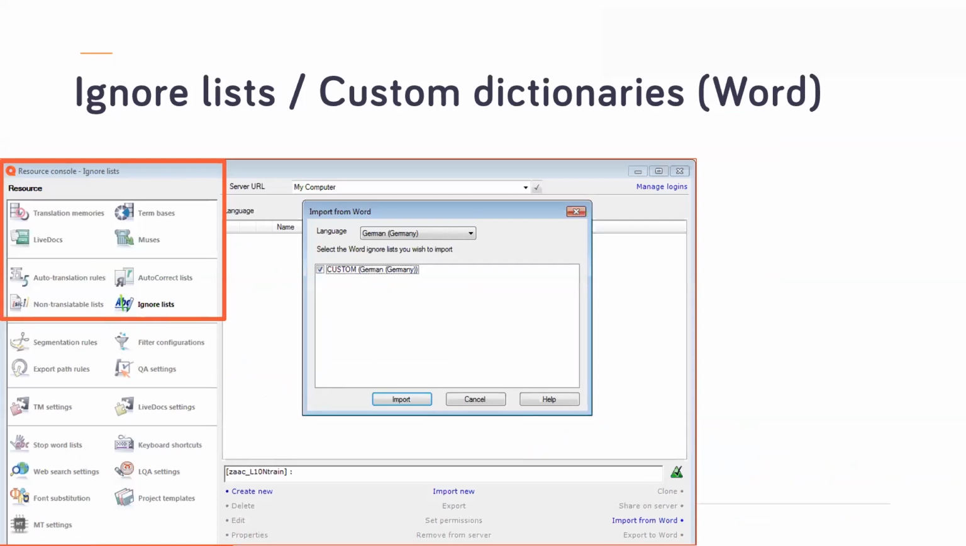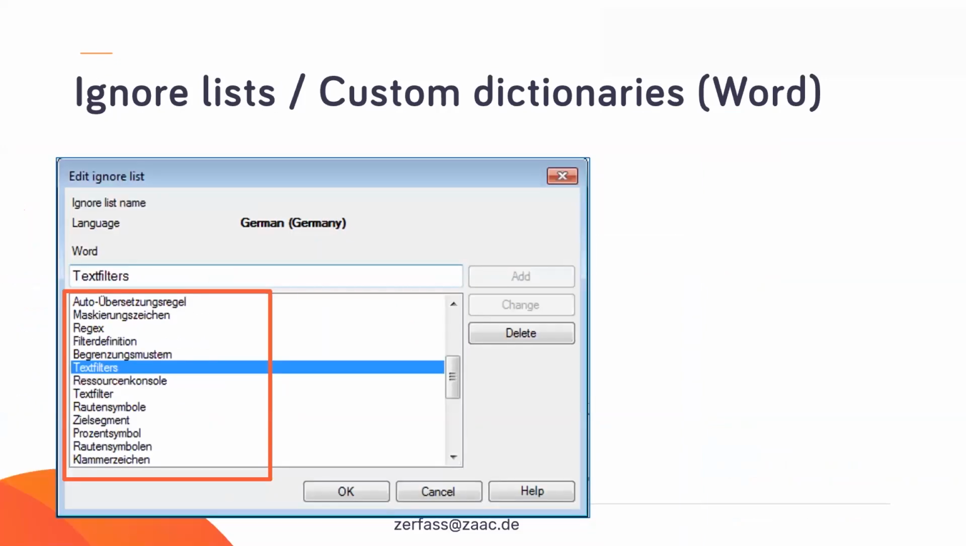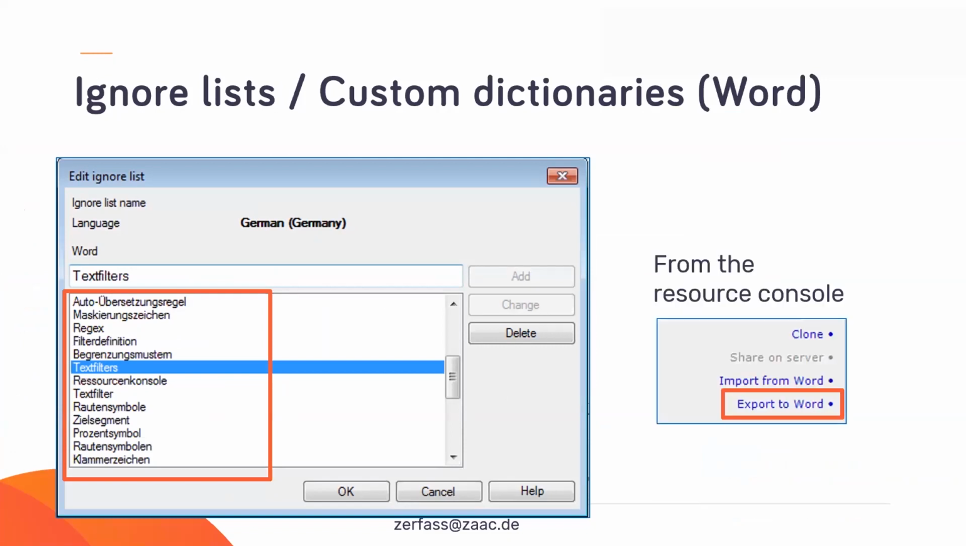In the resource console, there's an area for the ignore lists where you can import your word dictionaries into the ignore list. And once you've used that ignore list and added some terms that should not be checked any longer, you can also export that again in the resource console back to Word. So it's a two-way street.